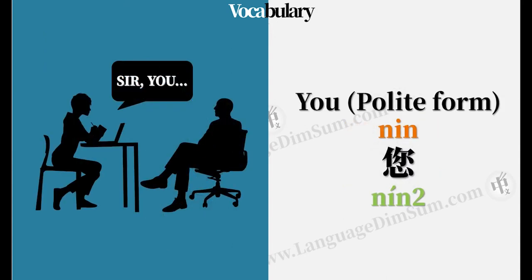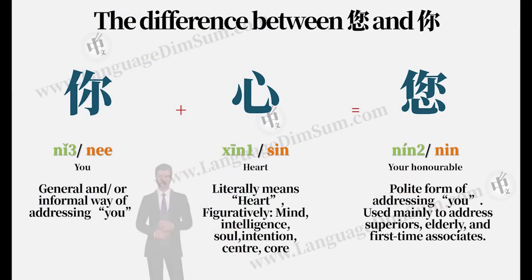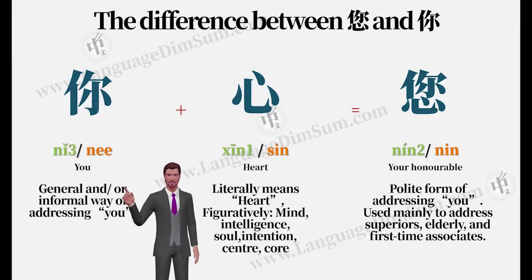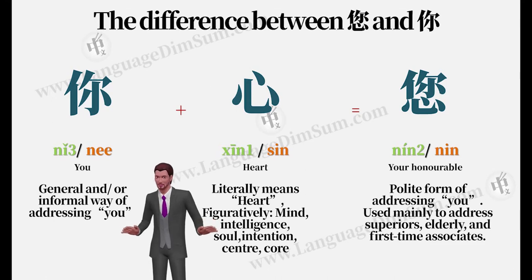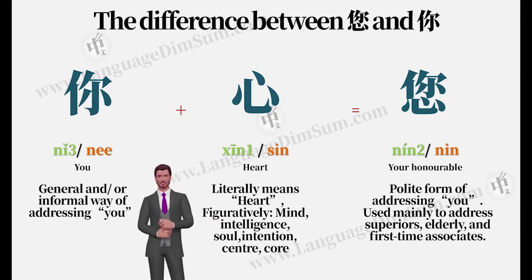You, in polite form, 您. The difference between 您 and 你: 你 is the general way of addressing you, whereas 您 is the polite form of you. Look at the word structure of 您, it is the Chinese character 你 combined with a heart at the bottom. This gives the 你 a sense of importance. You can address superiors, elderly and first-time associates with 您.